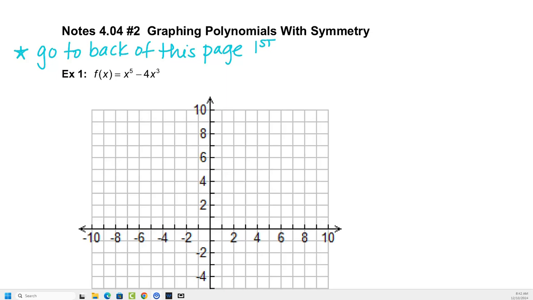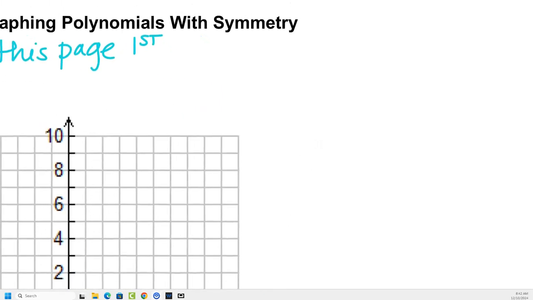and we're doing it in the same order that we normally do. So let's write the problem again right here just so we have it. f of x is equal to x to the fifth minus 4x to the third. And so I'll find my leading term first.